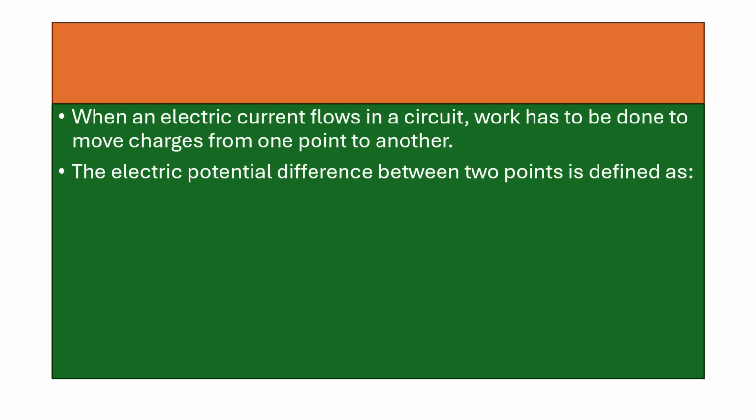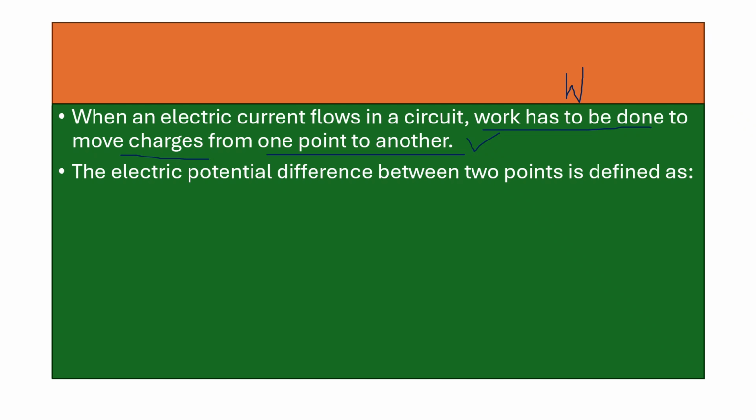So remember these points as well, students. When an electric current flows in a circuit, what happens? Work has to be done to move charges from one point to another. What work is done here? That is, work is W. To move what? To move charges. From where? From one point to another. Please remember this. You can break the sentence and it will make more sense.